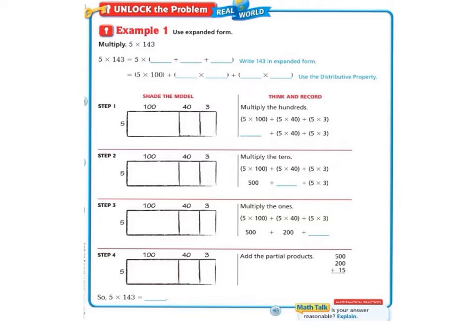So today we're going to multiply 5 times 143, and we're going to do that by breaking apart all of the values. So 5 stays the same because it's already by itself, but the first part of 143 is 100. The next part of 143 is the 4, and that 4 is worth 40. And then the last digit in the number is 3. So 143 is 100 plus 40 plus 3.